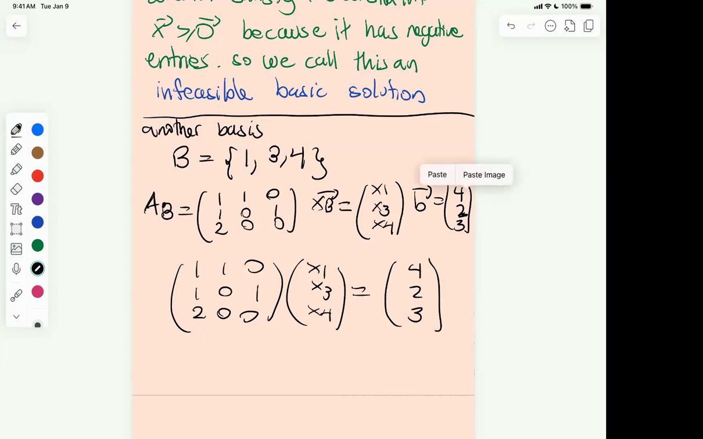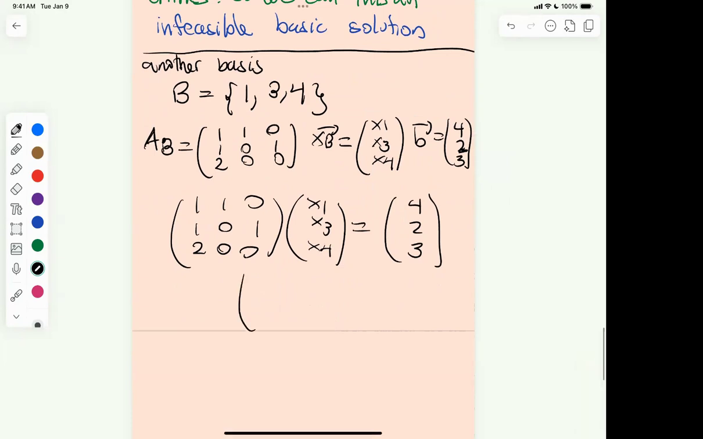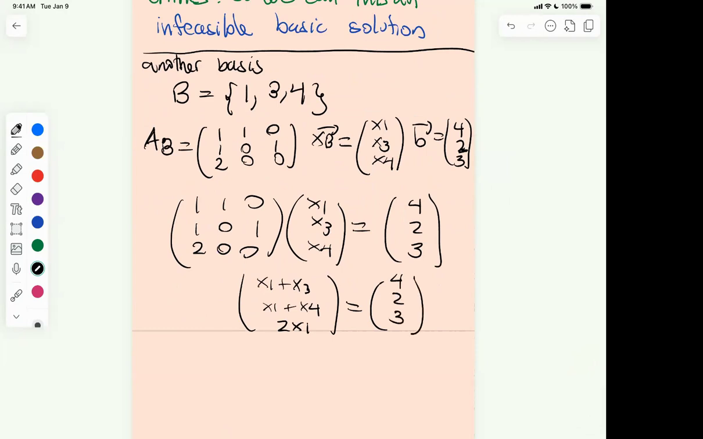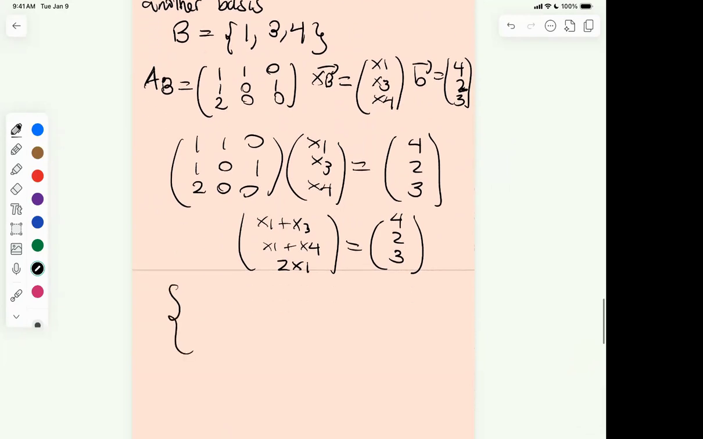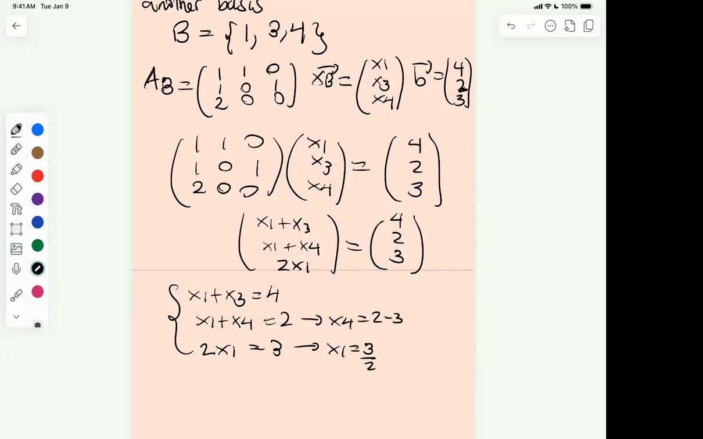Okay. So you get X1 plus X3, then X1 plus X4, and then 2X1. That has to be 4, 2, and 3. You see these systems are not that bad to solve in practice, because if you start with the last entry, you get that X1 plus X3 equals 4, X1 plus X4 equals 2, and 2X1 equals 3. So the last entry says that X1 equals 3 halves. And once you have that, X4 is 2 minus 3 halves, that is just 1 half, if not mistaken.